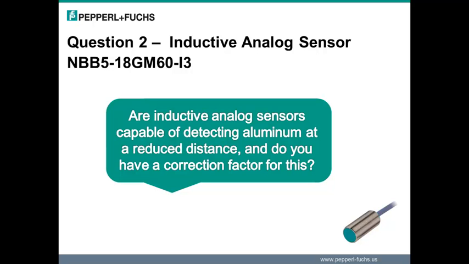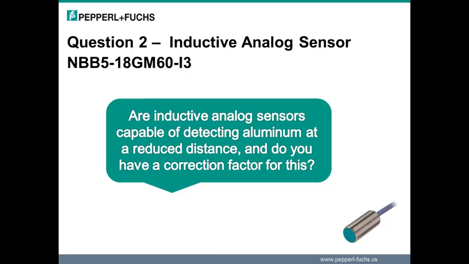Okay, Tracy, are inductive analog sensors capable of detecting aluminum, and is there a correction factor for this? Yes, the specifications listed on the datasheet of inductive analog sensors are for standard steel targets, but like most inductive sensors, other metals can be detected, but there will be a reduction factor in those cases. And for an analog sensor, this means a change in both range and in the slope of the output. Reduction factor curves for 4 different metals, including aluminum, are shown on the sensor's datasheet.